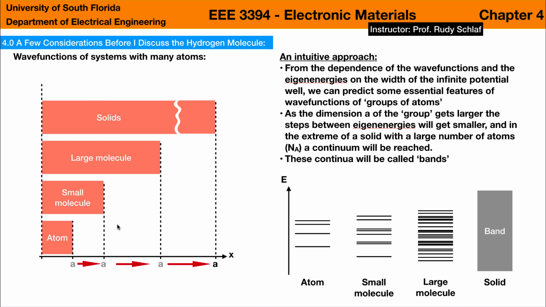Therefore, what we will see when we go from the atom to molecules to large molecules and then finally to the solid, is that we get discretely spaced energy states in the atom, closer together states in small molecules. In large molecules, we get almost a continuum, and in a solid, we get then a band.